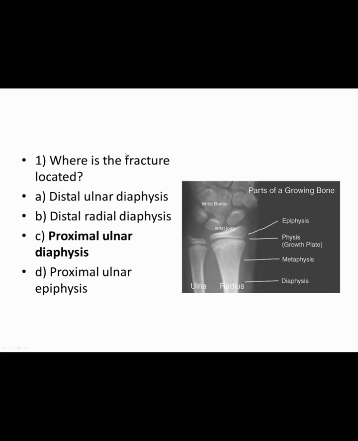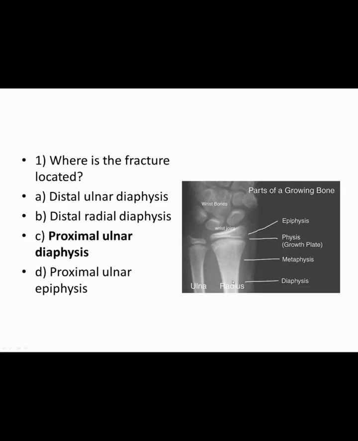So let's go through the questions together now. Where is the fracture located? Now this is simply an example so I can explicitly show you the different parts of a long bone. This question does not have to do with this distal radius and ulna. It has to do with the prior radiographs that we saw. And the fracture was in the proximal ulnar diaphysis.